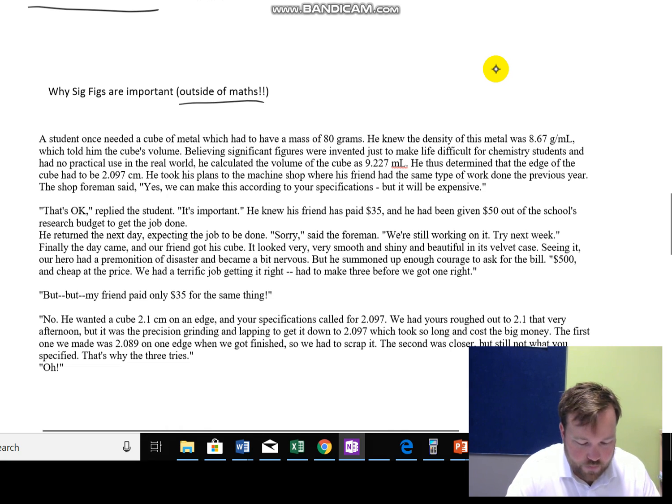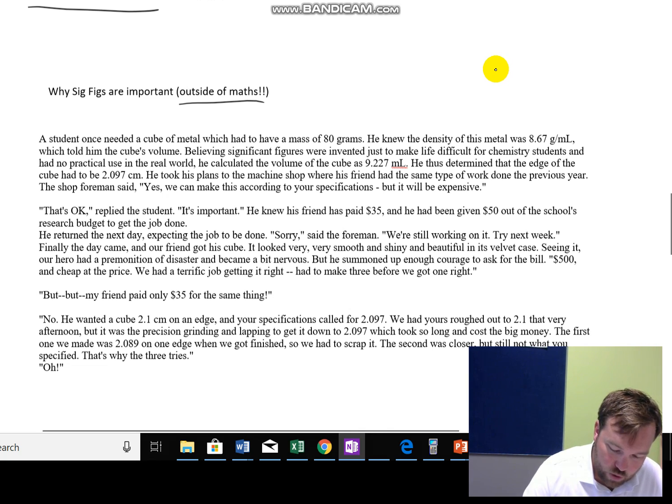So a chemistry student once needed a cube of metal to have a mass of 80 grams. He knew the density of the metal, which told him the cube's volume. Believing significant figures were invented just to make life difficult for chemistry students and had no practical use in the real world, he calculated the volume of the cube to be this. He thus determined the edge, so he took the cube root from the volume, to be this.